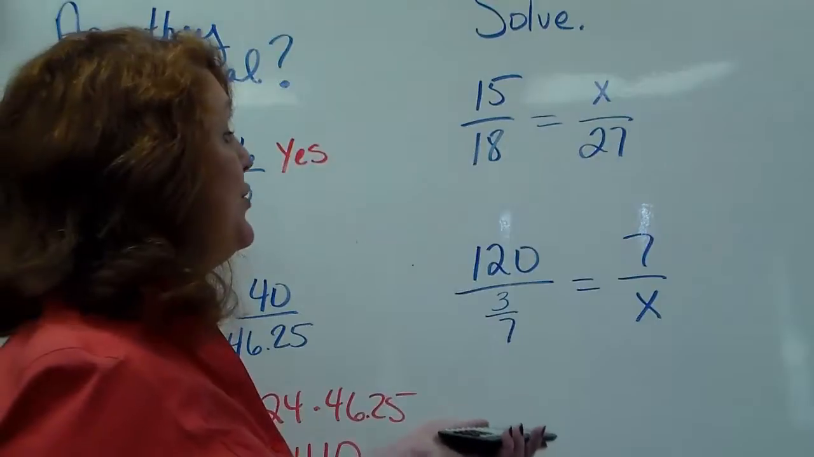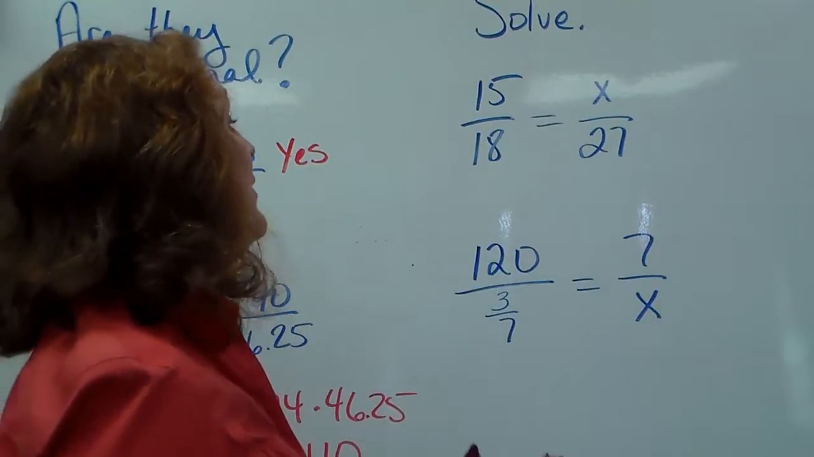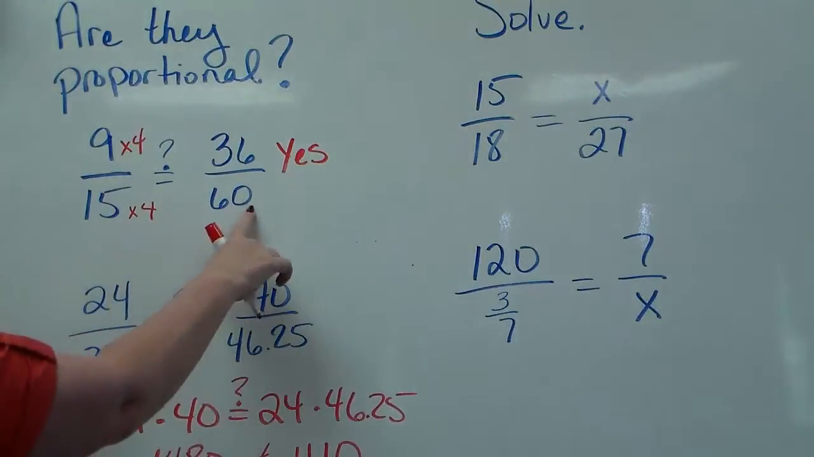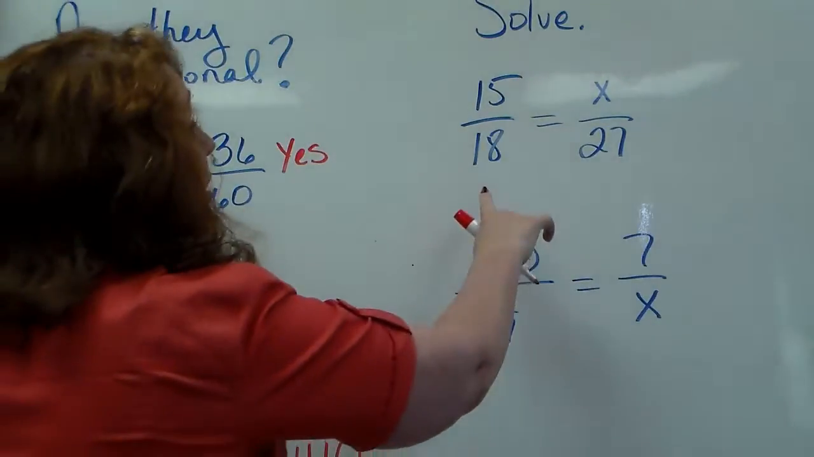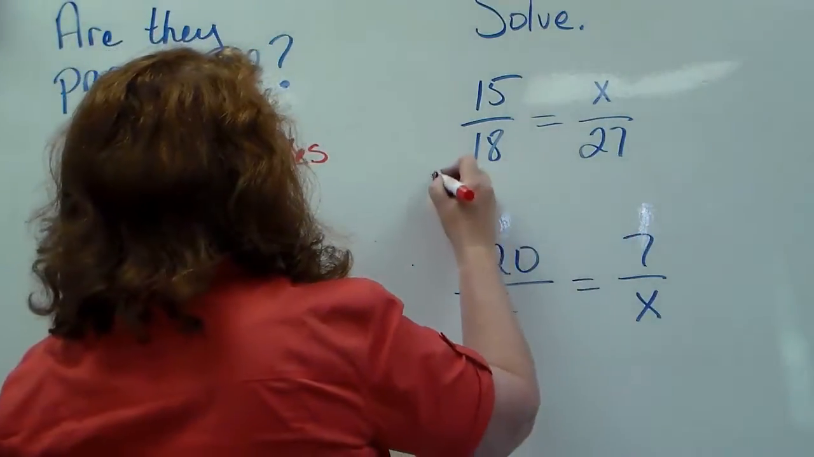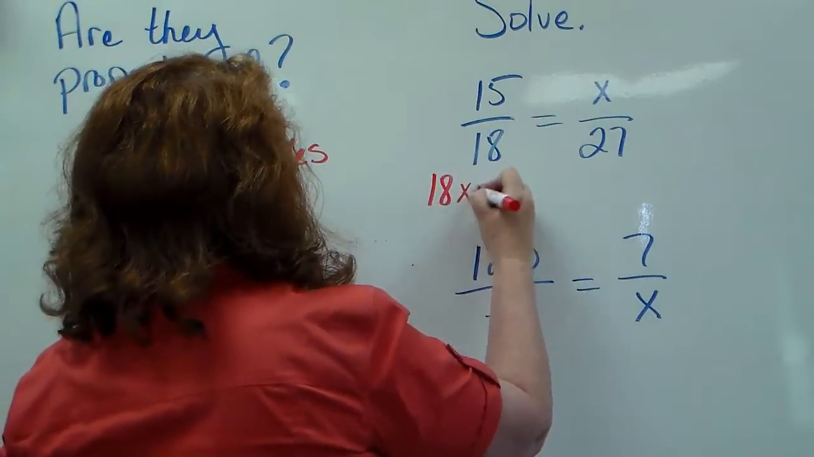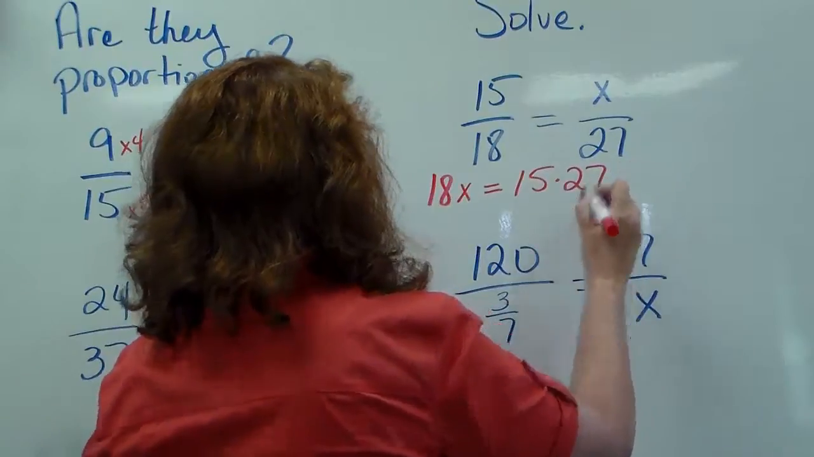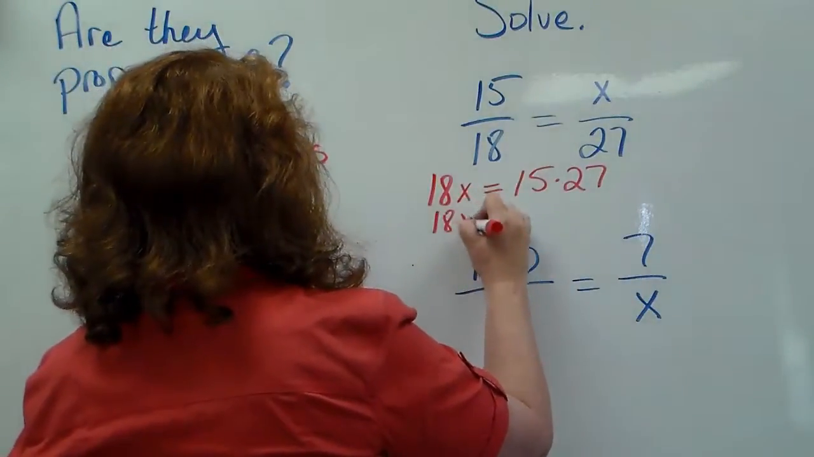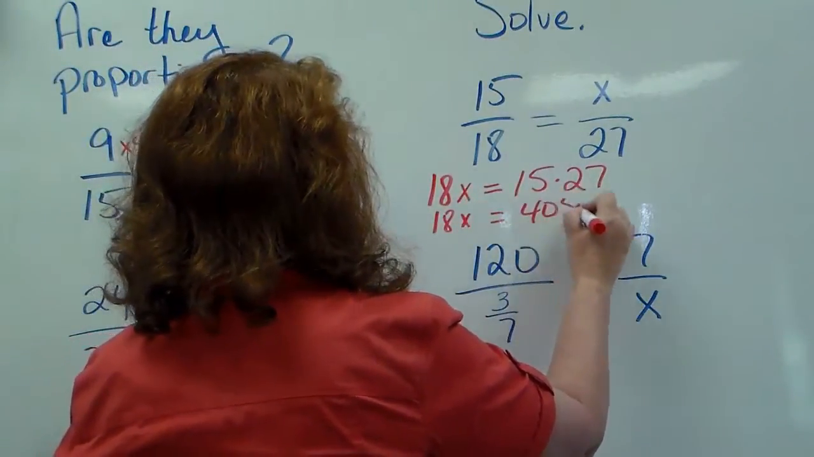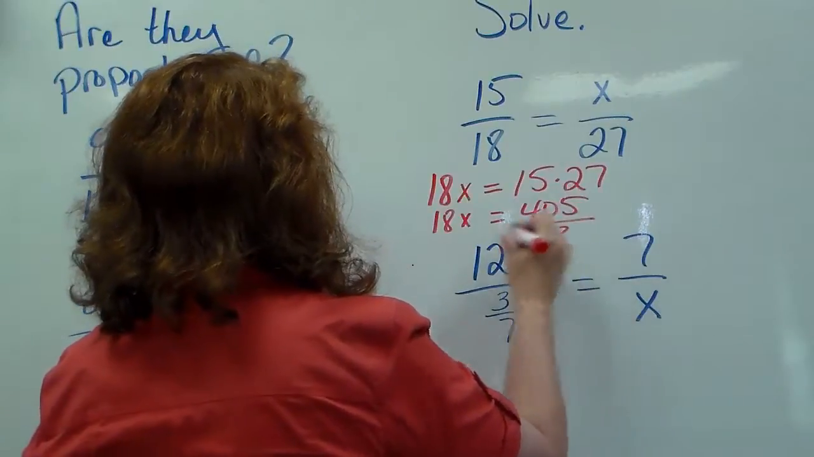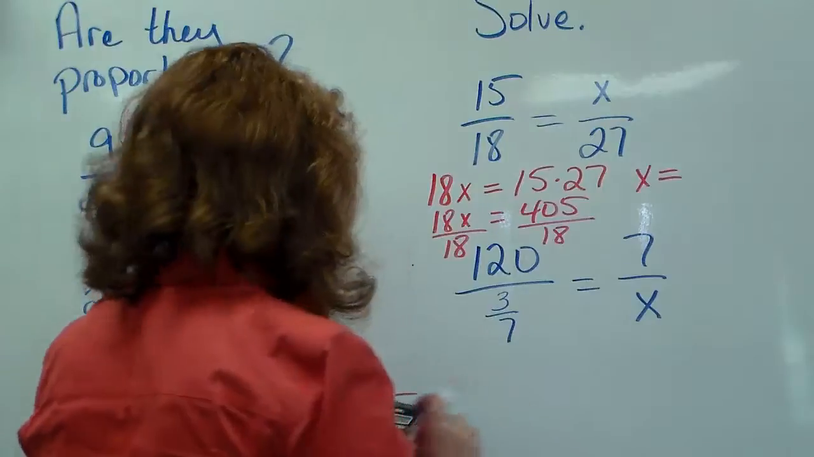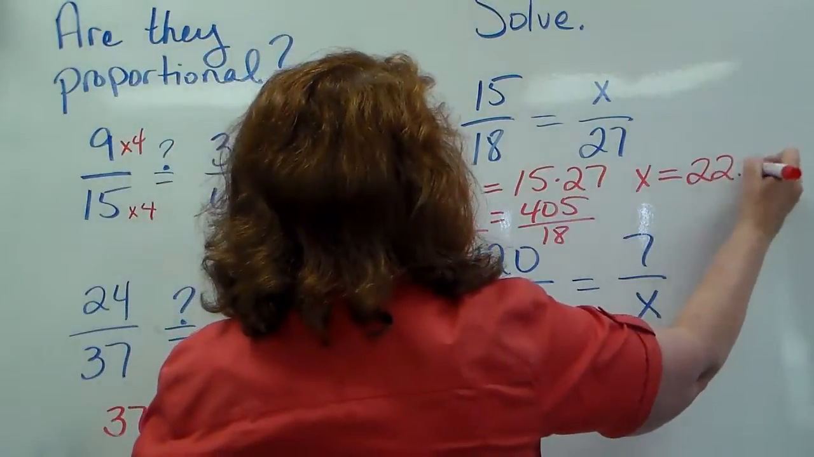Here, I'm actually going to solve the problems. Now, in order to do this best, again, unless you can find a common denominator, you're going to need to use cross products. So, 18 times x equals 15 times 27. So, 18x equals 405, and you're going to divide each side by 18 so that you can get x equals 22.5.